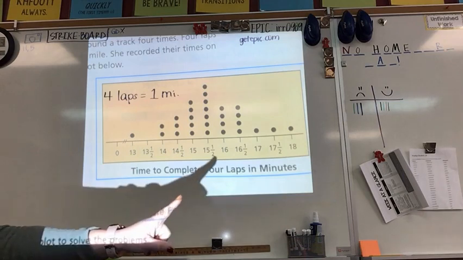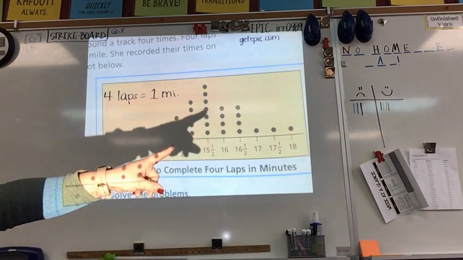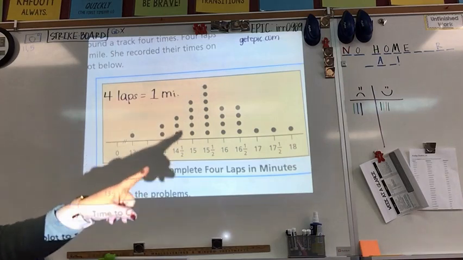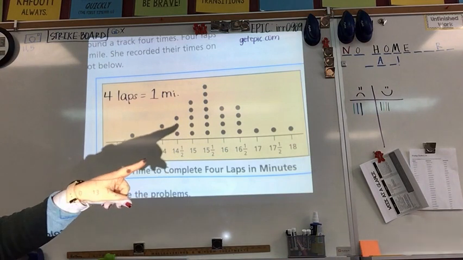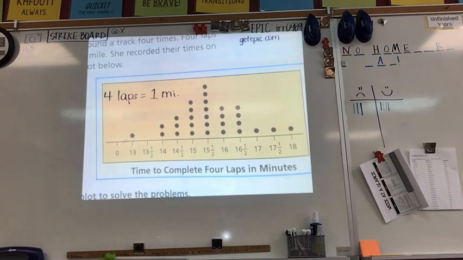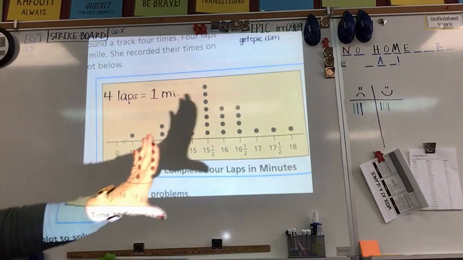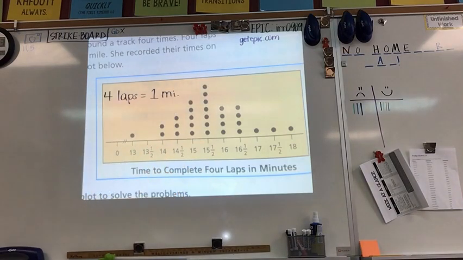So 15 and a half or fewer has 1, 2, 3, 4, 5, 6, 7, 8, count with me, 9, 10, 11, 12, 13, 14, 15, 16, 17, 18. So there's 18 students that did it in 15 and a half or fewer. Versus 16 and more only has 11. Whew. Was Eli right? Yeah. You betcha.